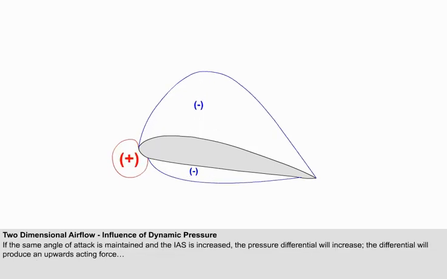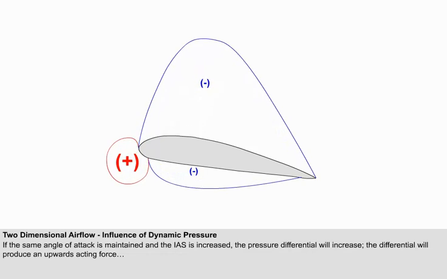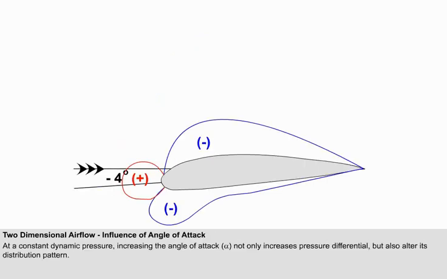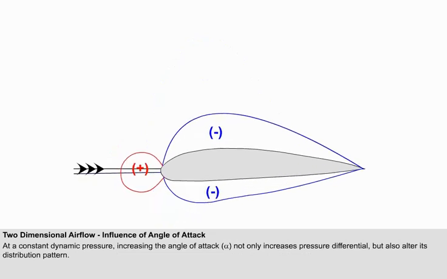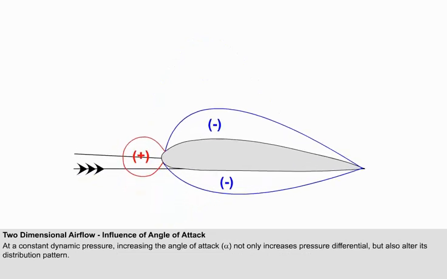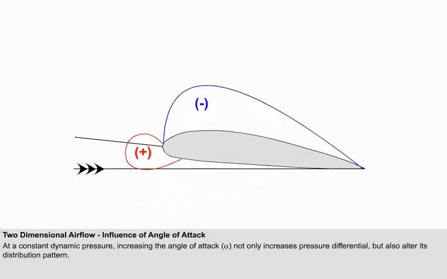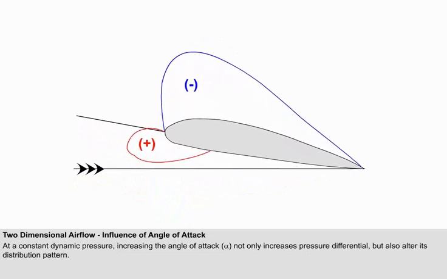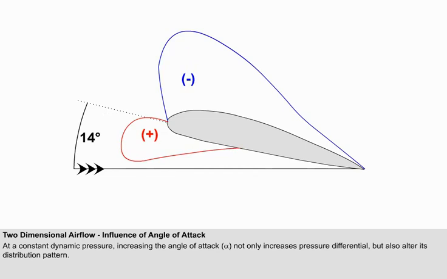If the same angle of attack is maintained, and the IAS, and thus the dynamic pressure, is increased, the pressure differential will increase. The pressure differential acting on the surface area will produce an upward acting force. So, if dynamic pressure increases, the upwards force increases. At a constant dynamic pressure, increasing the angle of attack, or alpha, will also increase the pressure differential, but will also alter its distribution pattern.